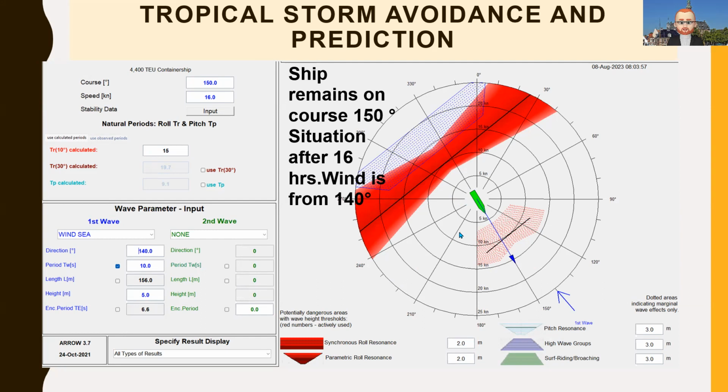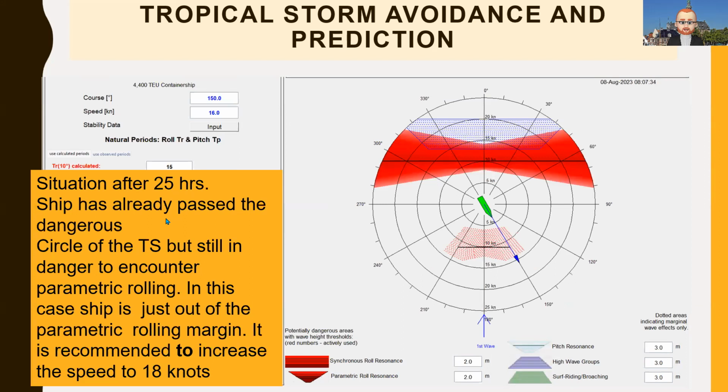So now the situation is after 24 hours. We have passed all the dangerous situations, and we can see that the ship is just at the margin of parametric rolling. The wind has now shifted to 180 degrees, so I have to do something. I'm not yet in parametric rolling. I'm just out of the limits, but I'm very close to the limits.